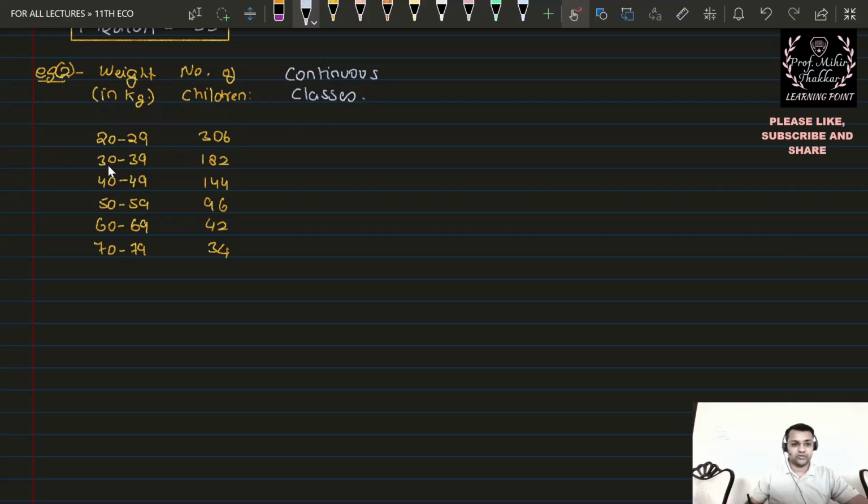So the first class that you observe is 20 to 29. In order to convert it into a continuous class, we subtract 0.5 from the lower limit and add 0.5 to the upper limit of each of the classes. So 20 minus 0.5 is going to give you 19.5. 29 plus 0.5 is going to give you 29.5. And repeat the same thing for all the classes.